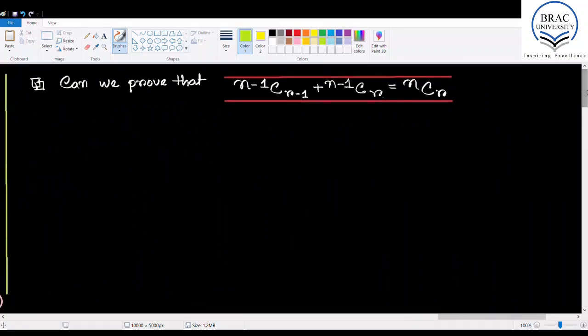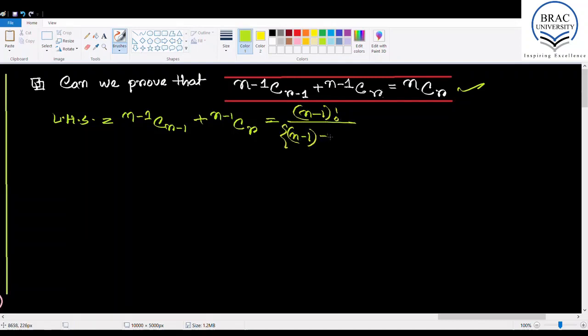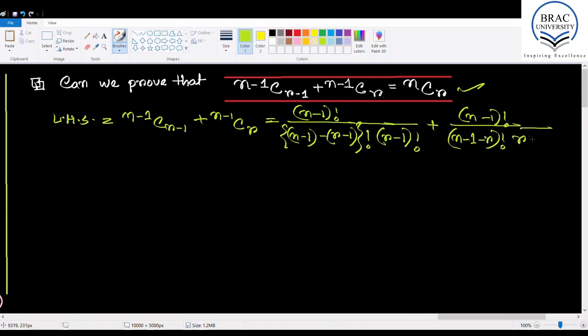Okay, now at last, can you prove this statement? Okay, we'll try to prove it. This is another problem and we'll have to do some algebra here. Left hand side equals (n minus 1)C(r minus 1) plus (n minus 1)Cr. So we can write it like this: (n minus 1) factorial divided by (n minus 1 minus (r minus 1)) factorial into (r minus 1) factorial, plus (n minus 1) factorial divided by (n minus 1 minus r) factorial into r factorial, right?